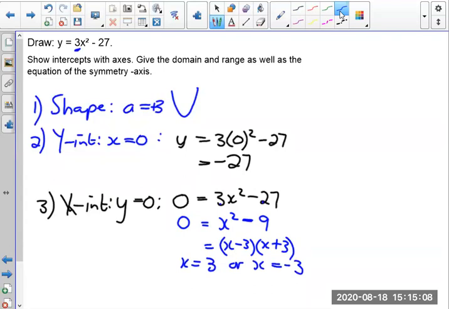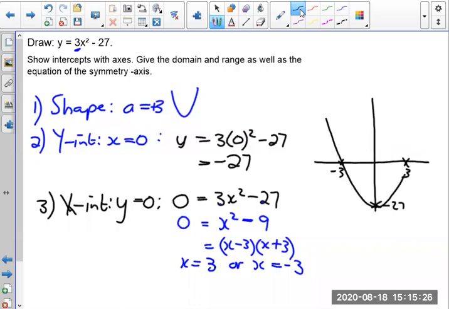Now that's all that I need for now. So I can plot. My y-intercept is negative 27. X-intercepts 3 and negative 3. And I draw my parabola. There's my parabola. Okay. They ask for the domain and the range as well as the equation of the symmetry axis.